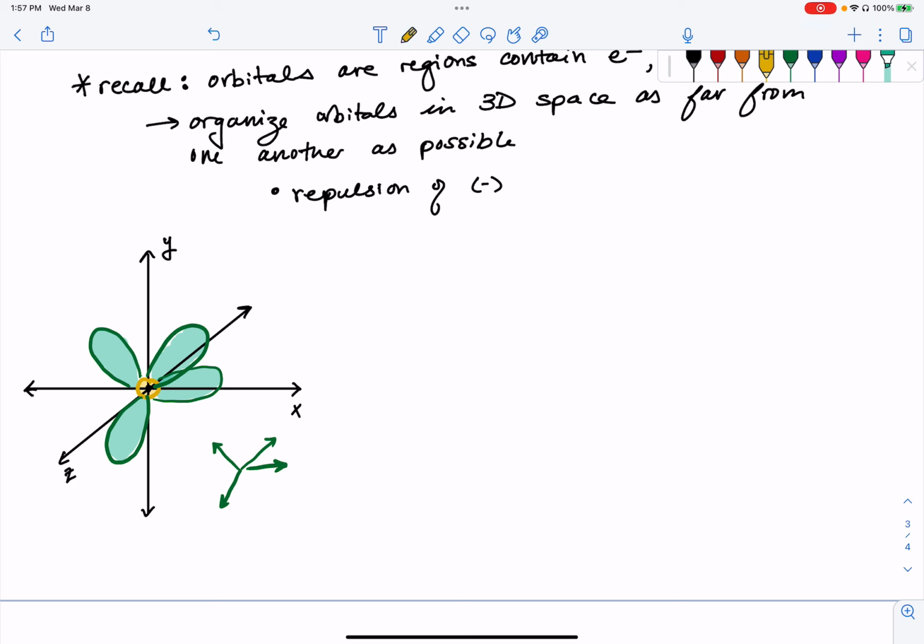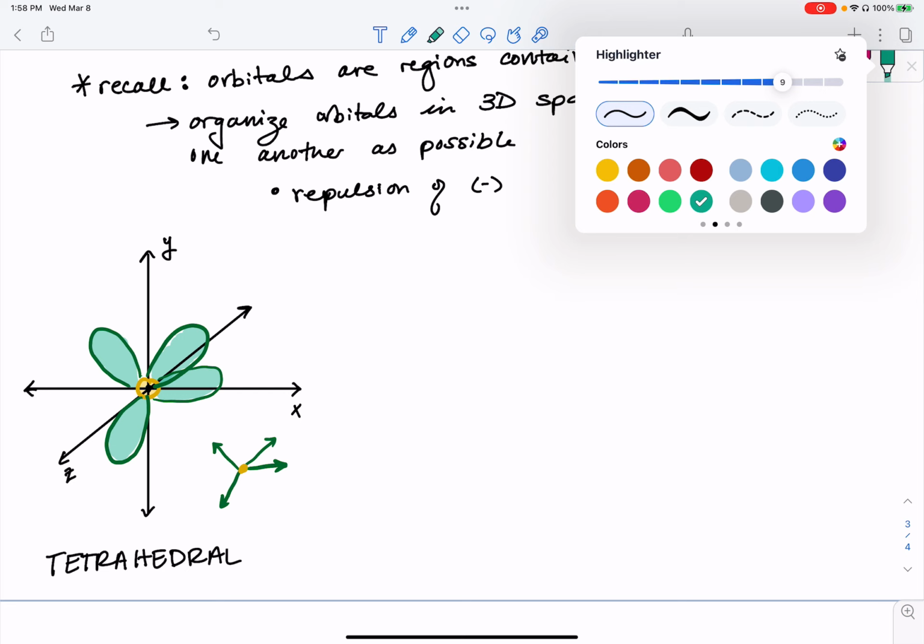That is this shape here with the nucleus in the middle. This particular configuration or shape or organization of orbitals in 3D space is called a tetrahedral, like a polyhedron, just means shape, geometry, or a tetrahedral shape.